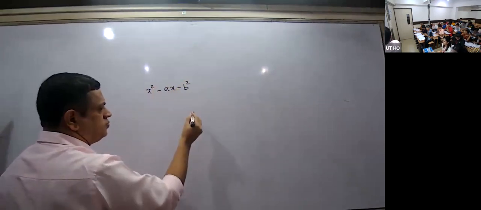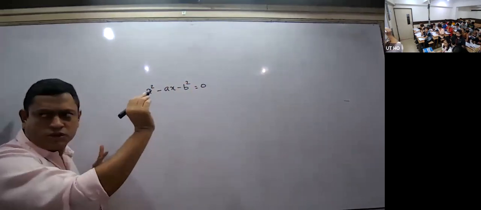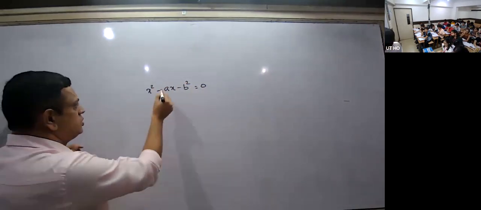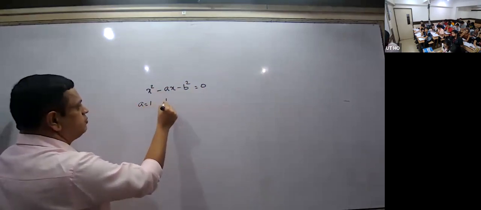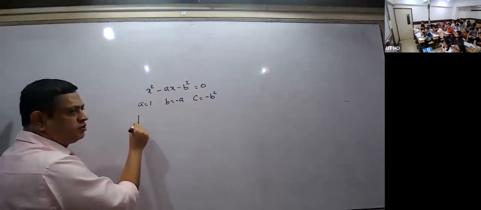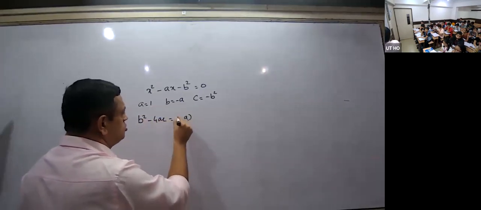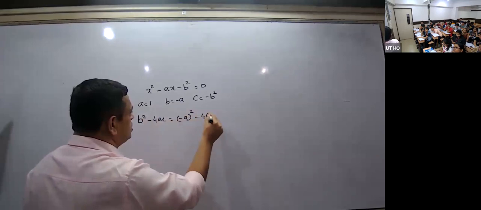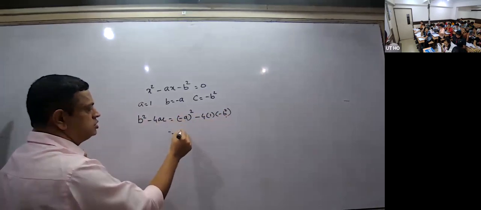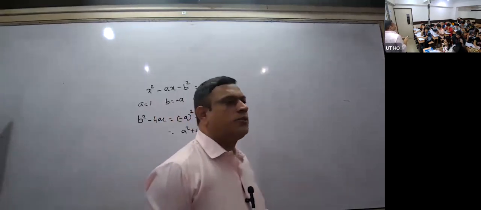Minus b square. That's all. Okay, so you have the value. This is a quadratic equation question where generally a, b, c are real numbers. Look over here. a is equal to how much? 1. b is equal to minus a. c is equal to minus b square. You have to find what value? The discriminant, b square minus 4ac. That is the same as minus a whole square minus 4 times 1 times minus b square. Then it is a square plus 4b square. This much you must have got. What happened?